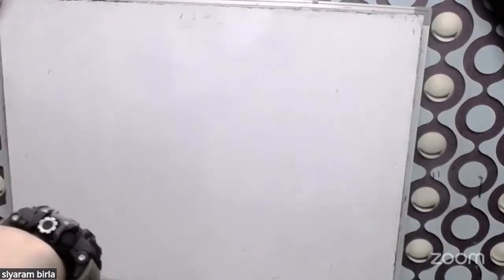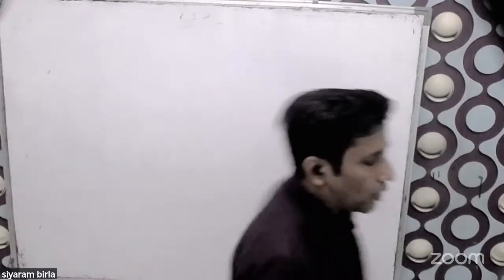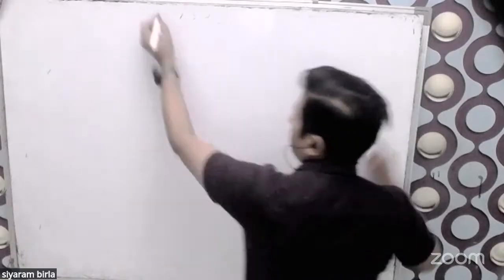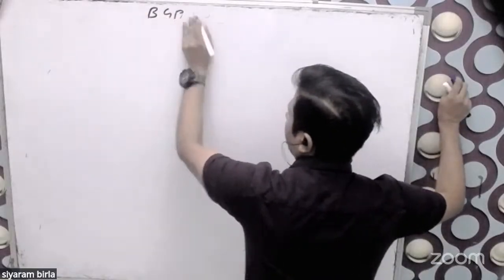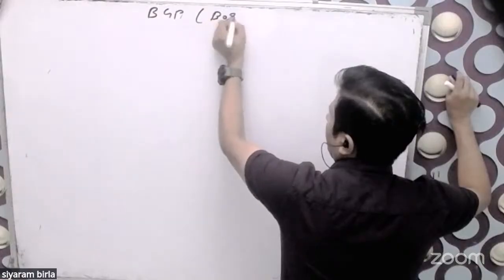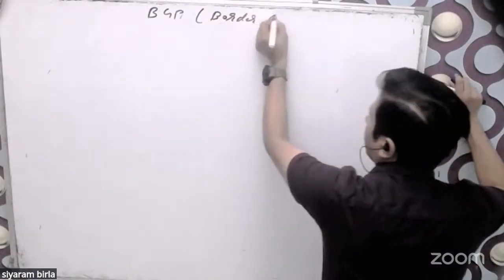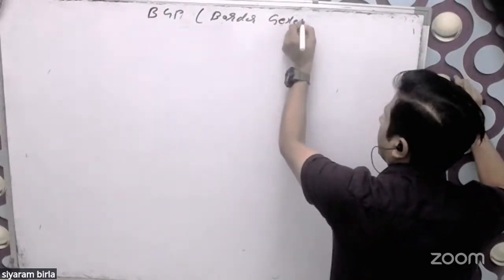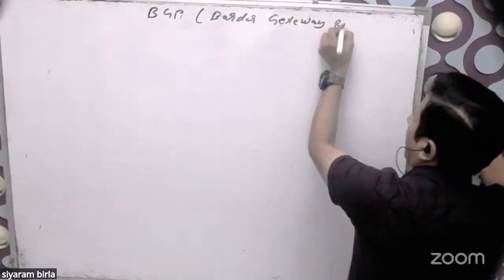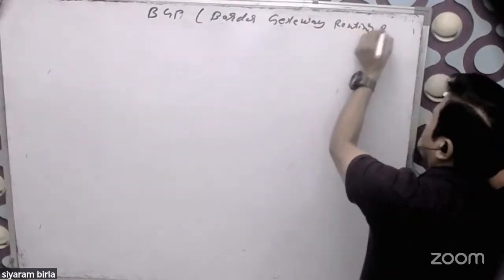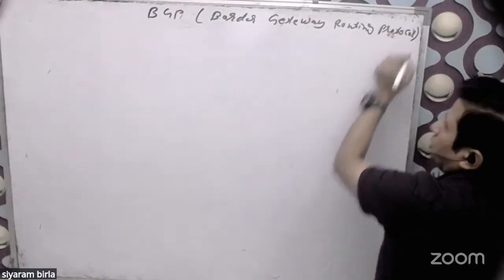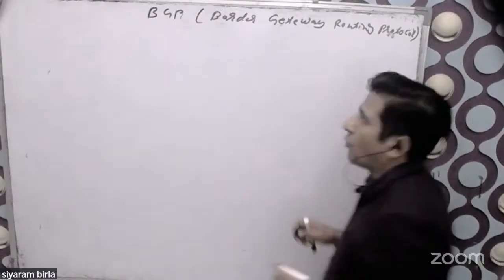Let me explain about the BGP. Today I'm going to teach you about the BGP. BGP full form is Border Gateway Routing Protocol. Border Gateway Routing Protocol. BGP full form is the Border Gateway Routing Protocol.